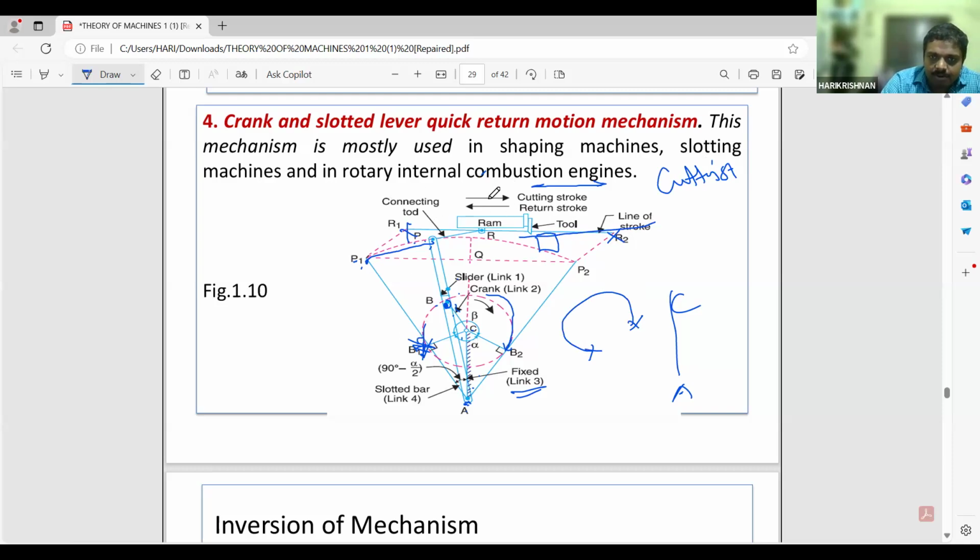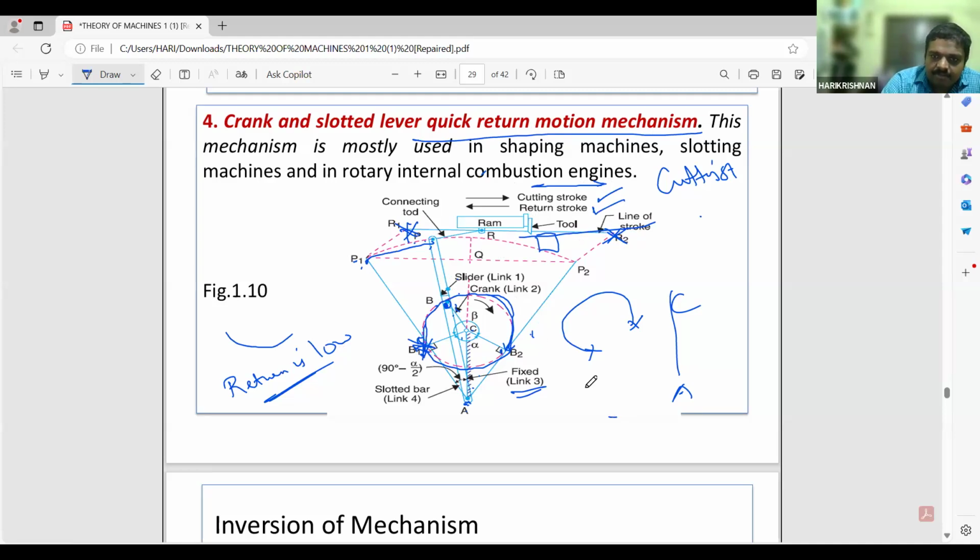So the time for moving from R1 to R2 will be large because the circle is large, the time will be more. Then it will return from B2 to B1. You may see that's a small circle. So return time is low. So that is why it is known as quick return motion mechanism. So for taking the cut, it will take a large circle. So moving from R1 to R2, it will take time. That is known as forward stroke or cutting stroke. When it is coming back, it is known as return stroke.